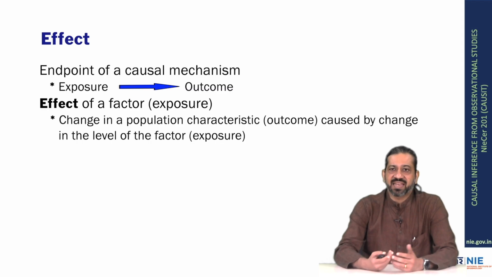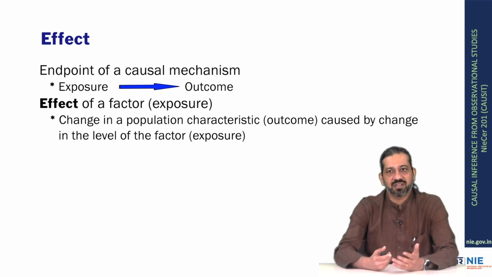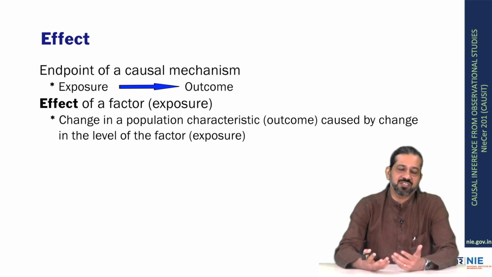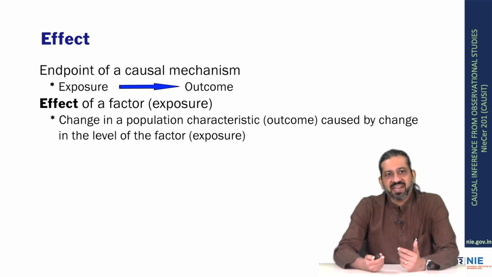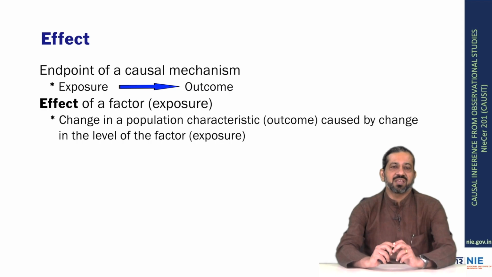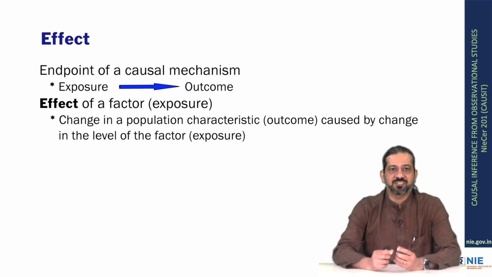For example, say HIV infection is an effect of unprotected sex, right? Where unprotected sex is one of the several causes of HIV, and being infected with HIV is also seen as one of the potential several consequences or outcomes of being exposed to unprotected sex. Strictly epidemiologically speaking, we understand the effect of a factor or an exposure as a change.